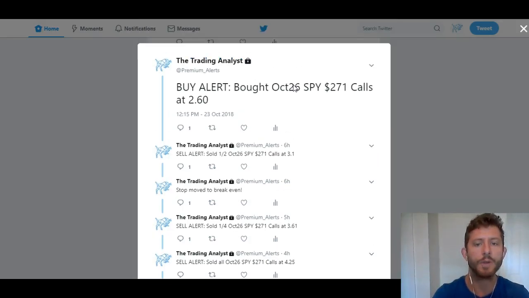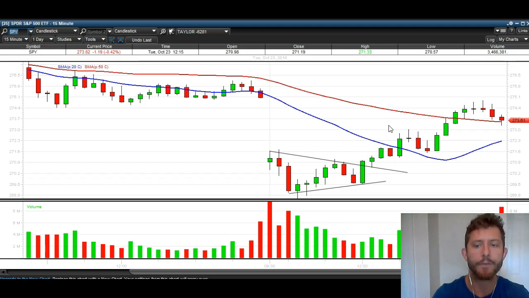We bought the October 26th 271 calls at 260. We ended up selling half of the position right here as it kind of puttered out on this candle right here. We ended up selling, actually not at the high. We sold right about here on this action right there. We sold a partial position right here. We wanted to lock in gains because we were seeing potentially a reversal candle right there. So we locked in partial gains.